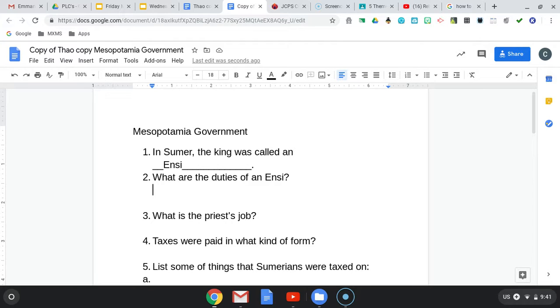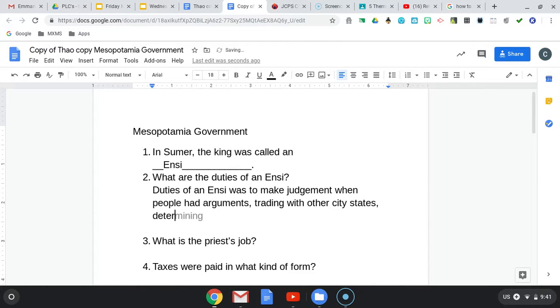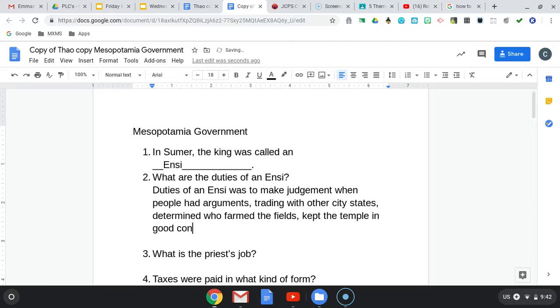That's okay, I had to write mine down too. So the duties of an Ensi was to make judgment when people had arguments, trading with other city-states, also who determined who farmed the fields, also kept the temple in good condition, and offerings were made.